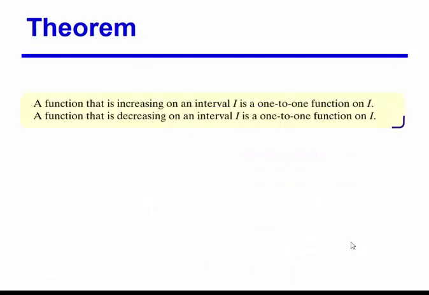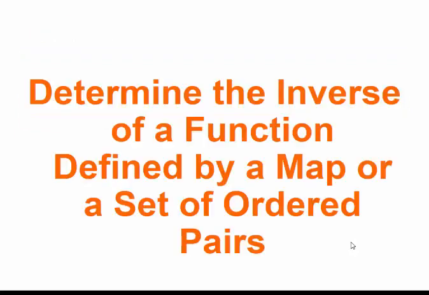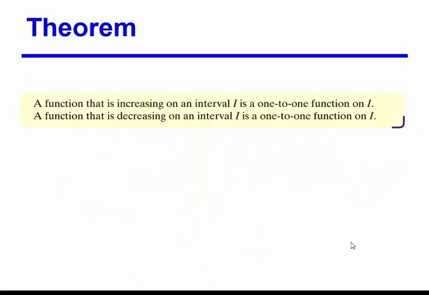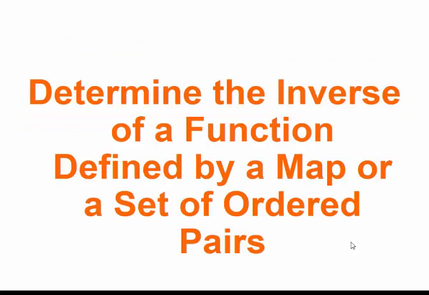So here's the theorem. A function that is increasing on an interval I is a one-to-one function on that interval I. A function that is decreasing on an interval I is a one-to-one function on I. I hope you can see that because each element maps to one individual element in the output, and so therefore they're either going to be increasing or decreasing in that interval.